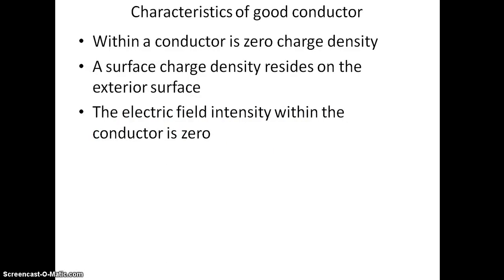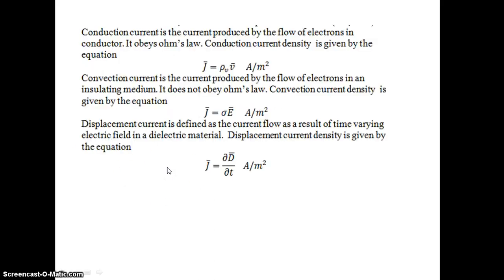Next, what are the characteristics of a good conductor? Within a conductor there is zero charge density. Always the charge resides on the surface of the conductor, and a surface charge density resides on the exterior surface. The electric field intensity within the conductor is zero. Both the charge density and the electric field intensity within a conductor are zero.